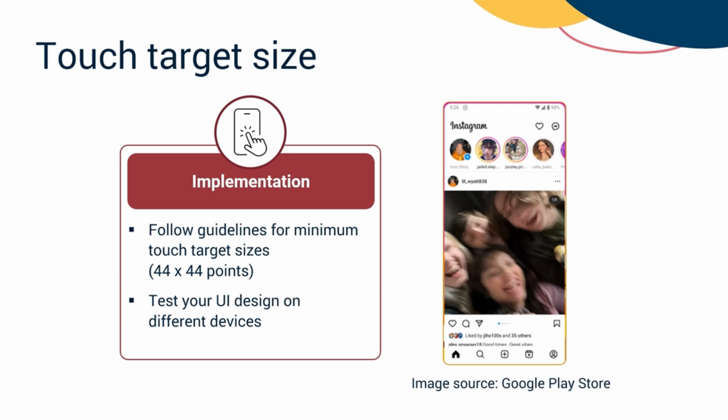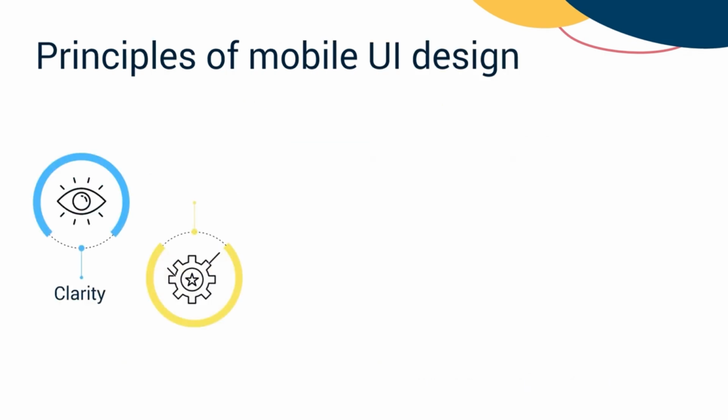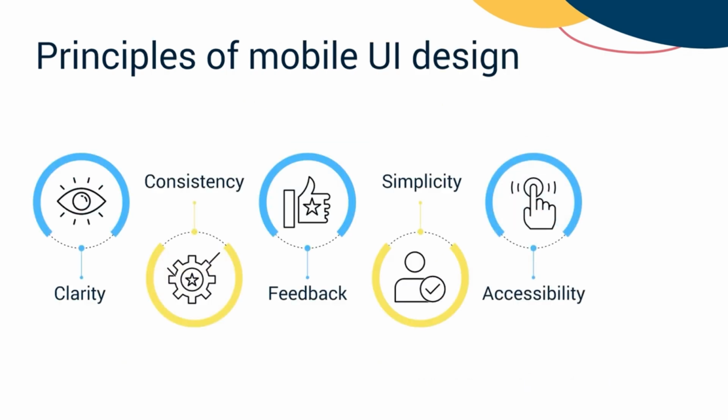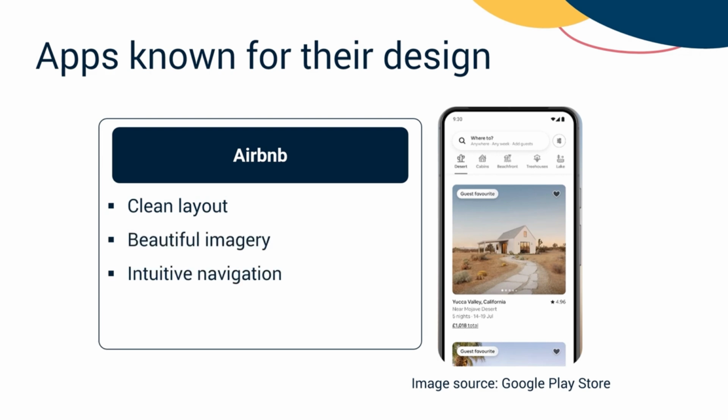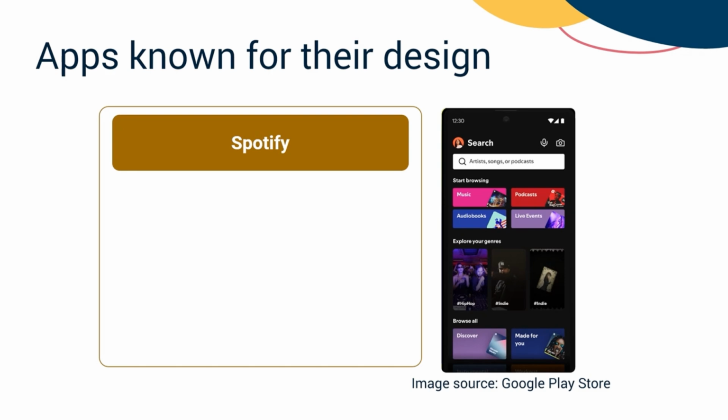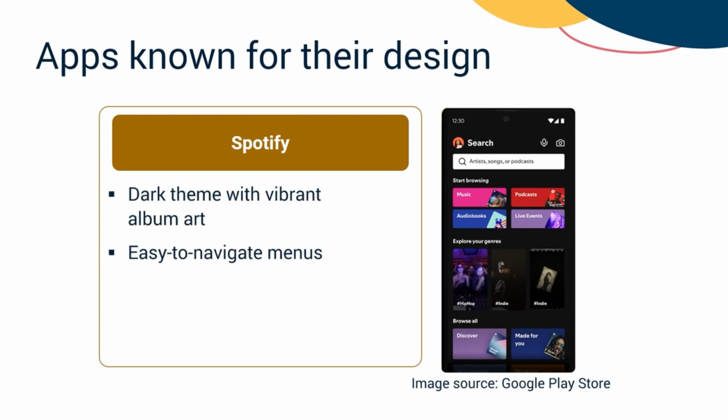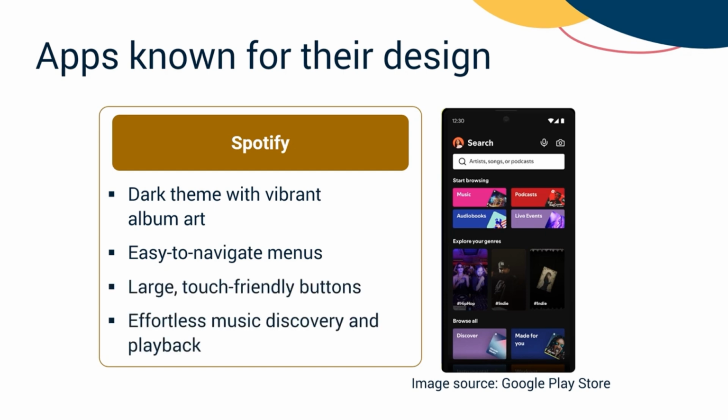Now that you know the principles of mobile UI design, let's examine some popular apps known for their design. Airbnb, a homestay rental app, has a clean layout, beautiful imagery, and intuitive navigation. The search and booking process is streamlined, which enhances user experience. Spotify, a music streaming app, has a dark theme with vibrant album art, easy-to-navigate menus, and large, touch-friendly buttons. This makes music discovery and playback effortless.